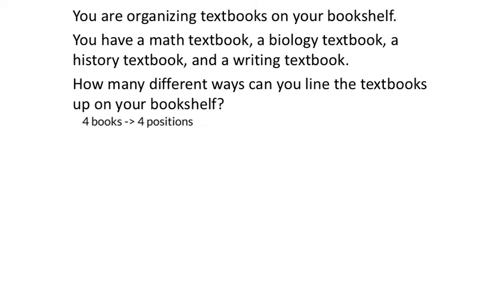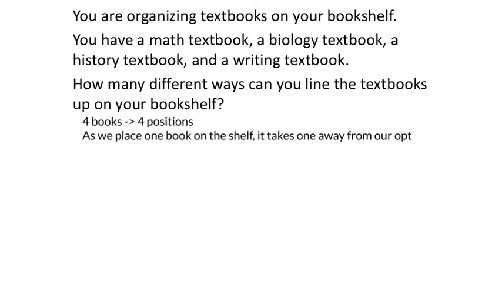Now, the thing we need to remember on this one is that as we place one book on the shelf, it takes one away from our options. So in other words, let's look at the shelves here. I'm going to list out the order of the books, and we'll say these are positions. Starting as far to the left as I can go, I'd have the first position, then the second position, then the third position. And then the last book, since we've already placed the other 3 books, the 4th position, is automatically going to be the one final book that remains.